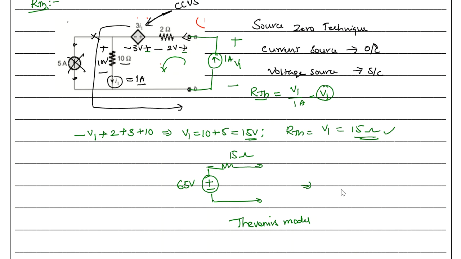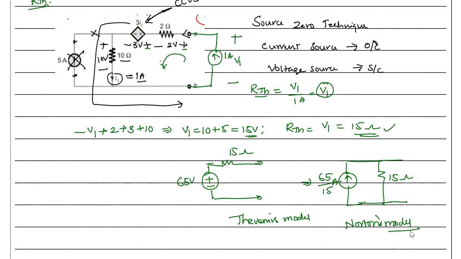If you are taking Norton's model here, the current source is in parallel with the resistance. In either Thevenin's model or Norton's model, the resistance will not change, but the current will be 65 by 15 amperes. So this is what Norton's model is. I hope you understand this question. So let's move to the next question, friends.